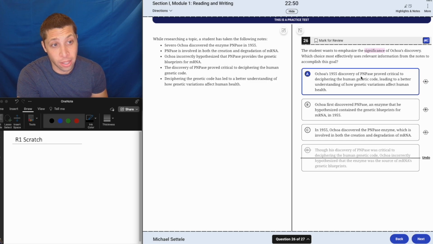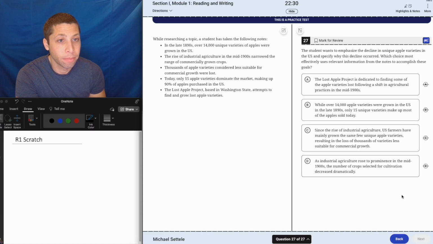Let's just make sure this isn't lying about anything. Better understanding, okay. Critical, deciphering genetic code. Deciphering the code has led to better understanding. It's literally the same thing. Yeah, it's the same thing.